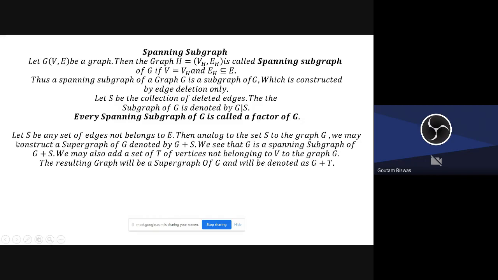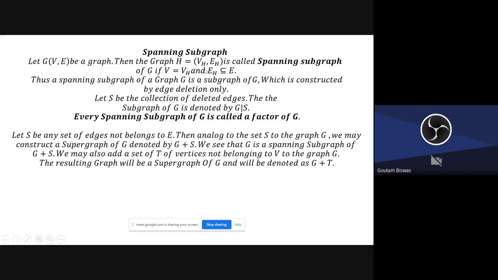Okay, so let S be any set of edges not belonging to E. Now, analogous to the set S of the graph, we may construct a supergraph denoted by G plus S. G plus S means one edge has been added to the edge set of G. Then that is also a supergraph.